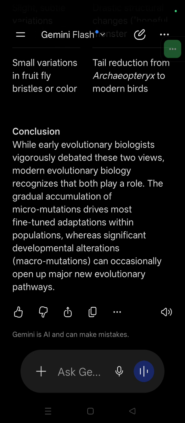While early evolutionary biologists vigorously debated these two views, modern evolutionary biology recognizes that both play a role. The gradual accumulation of micromutations drives most fine-tuned adaptation within populations, whereas significant developmental alteration by macromutation can occasionally open up major new evolutionary pathways so that organisms can inhabit new ecological habitats.